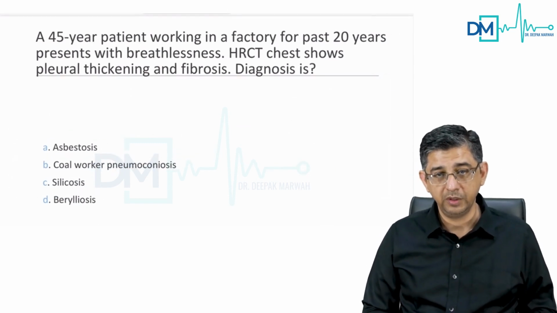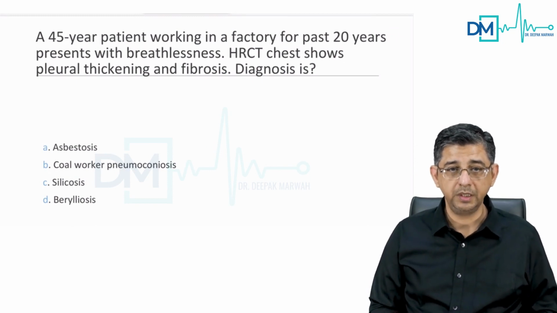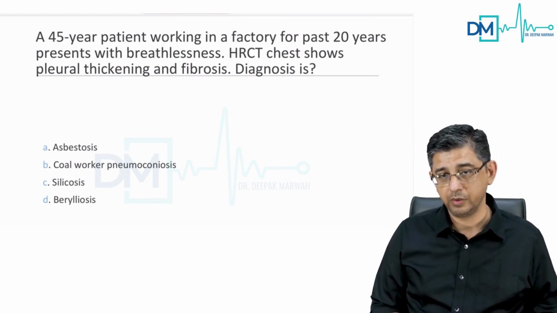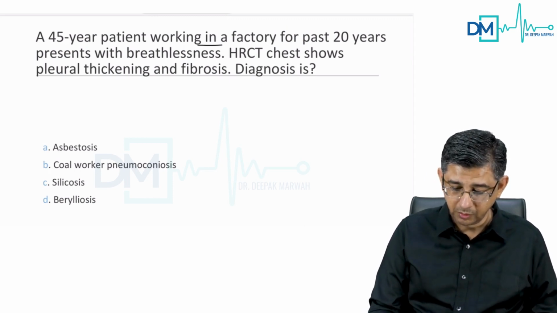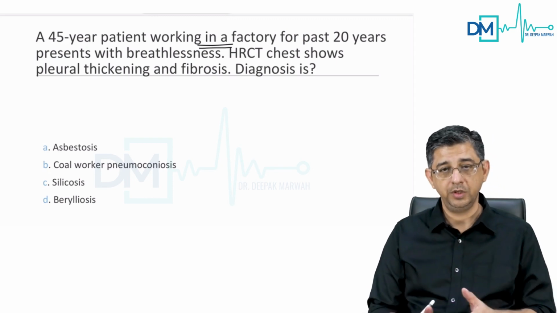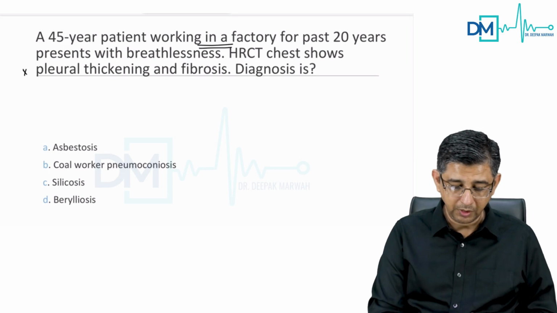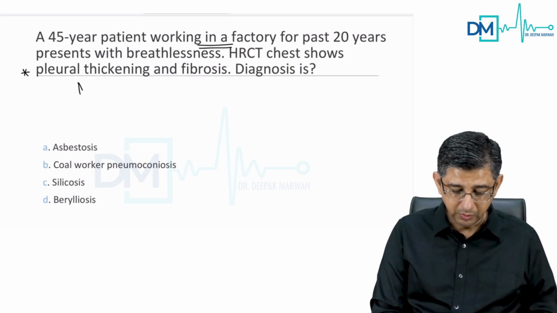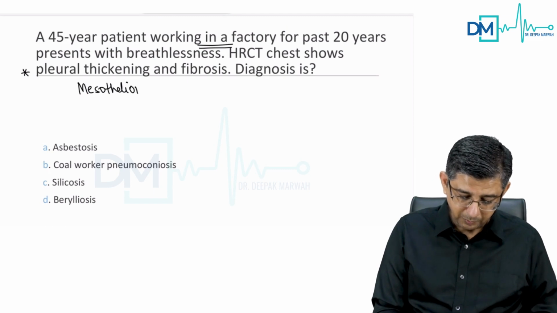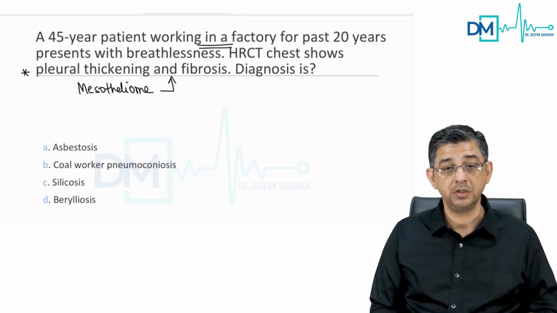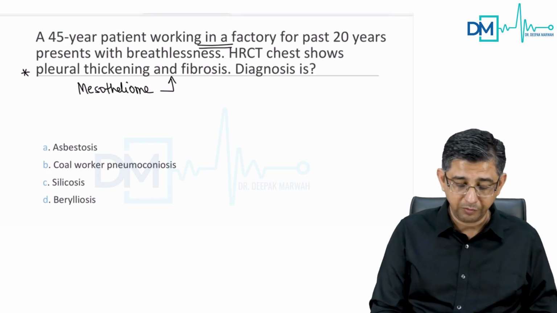A 45-year-old factory worker for the past 20 years is having breathlessness. The CT scan shows pleural thickening and fibrosis. Now, first, you have an occupational history present in the question. There is a definitive history suggestive of pneumoconiosis. And then the key word is pleural thickening. So that is pointing towards a lesion by the name of mesothelioma, because mesothelioma is seen in patients of asbestosis, and they are the ones who develop pleural plaque formation.